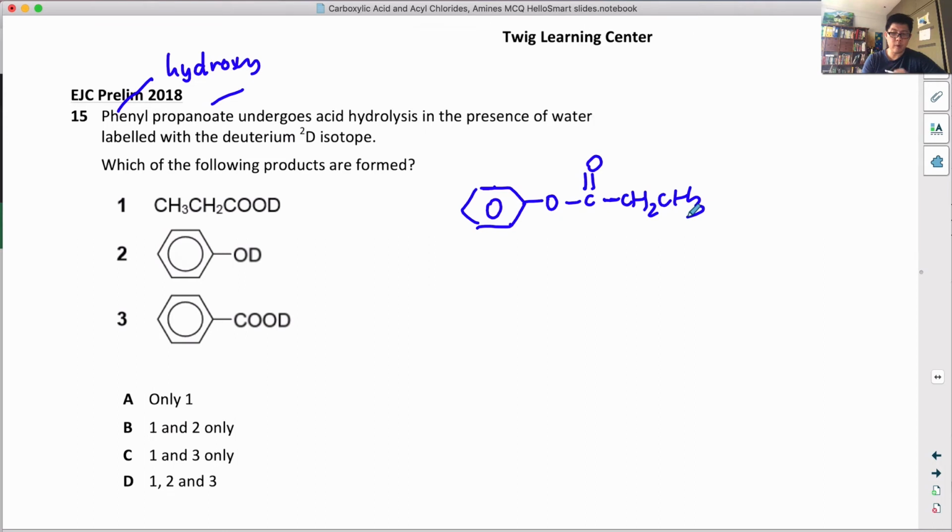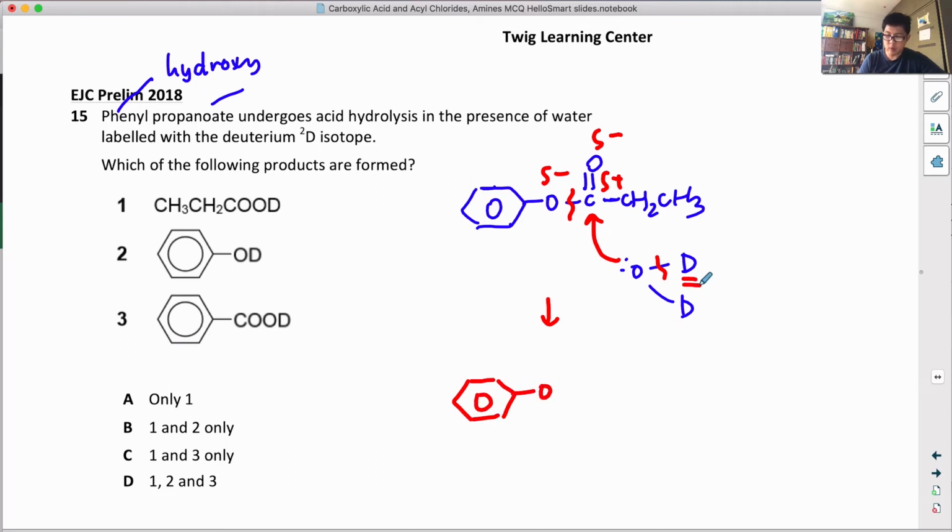Present water labeled with deuterium. So this is water, but it's not H, it's actually deuterium. If this is a nucleophile, delta minus, delta minus, delta plus, the lone pair as a nucleophile will attack this carbon, and this bond will break. Eventually I'm just going to skip straight to it. So this D will actually go to the O.